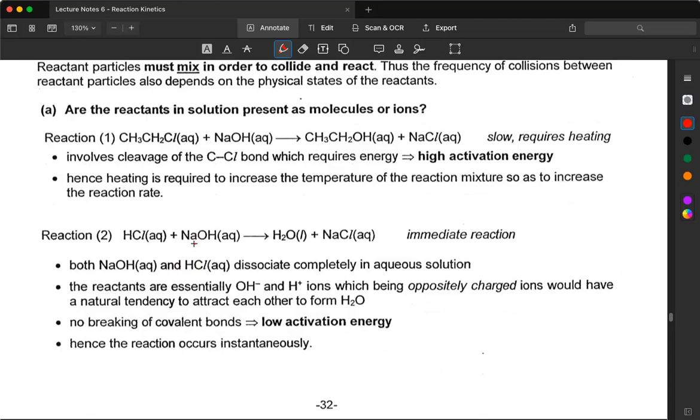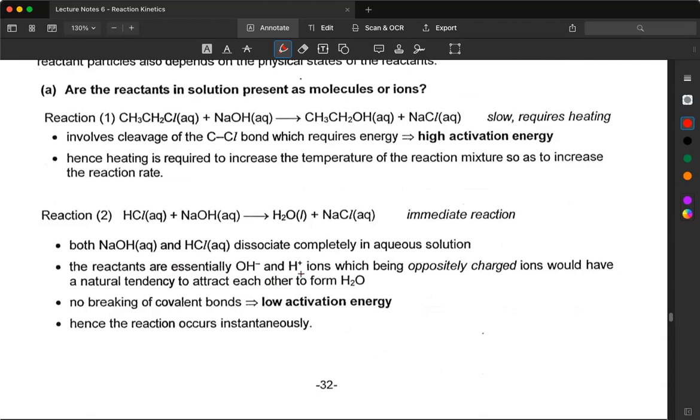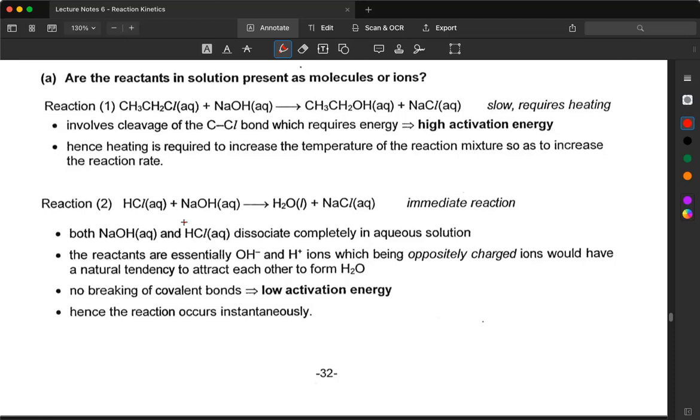in this case, these two substances will dissociate or ionize in aqueous solution to form ions. Since the ions are of opposite charge, they will have a natural tendency to attract because opposite charges attract. And in this reaction, there is no breaking of covalent bonds. So activation energy is low. The reaction will occur instantaneously. So you don't need to supply additional heat. The heat at room temperature will be sufficient for the reaction to proceed quite quickly.